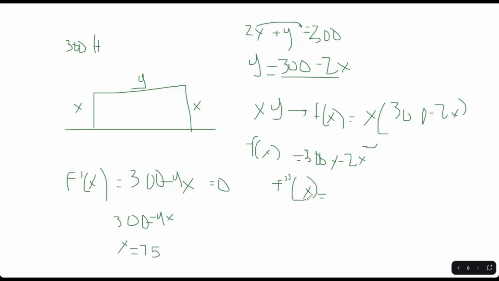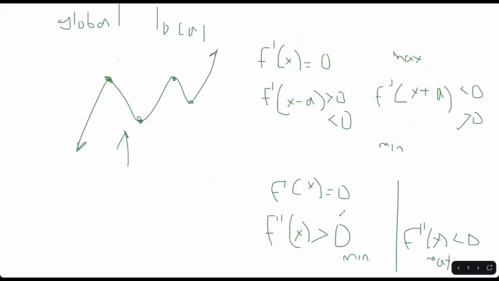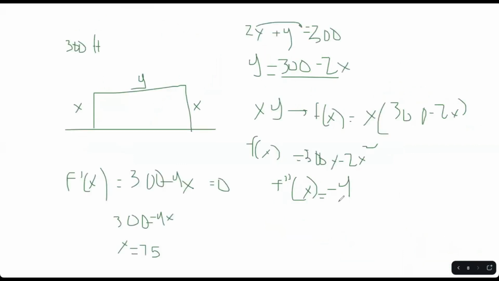So you take the second derivative: 300 becomes 0, negative 4x becomes negative 4, and it's always going to be negative. And we said that if it's less than 0, it's a maximum, meaning it indeed is a maximum. No matter where on this curve, it's always going to be concave down, meaning it will be a maximum. Therefore, this gives us the maximum x value.